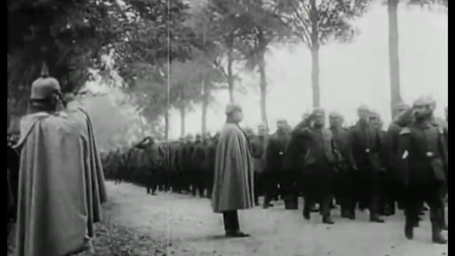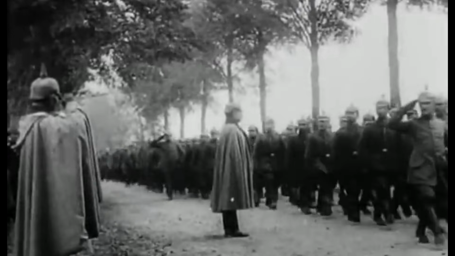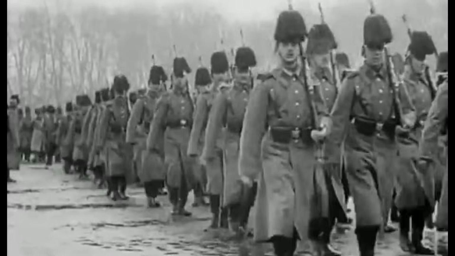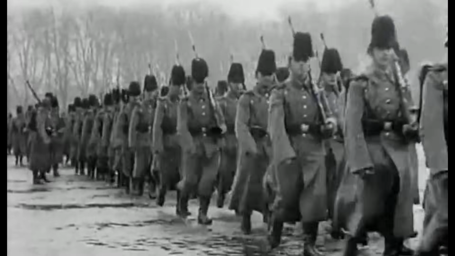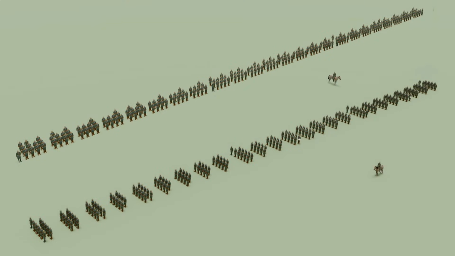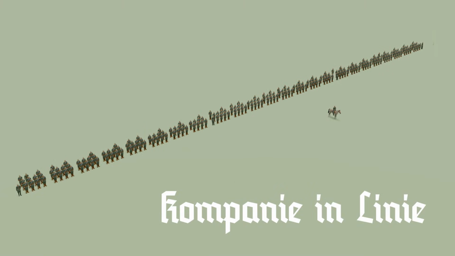We've already discussed the structure of the company, its individual parts, and the functions of each soldier. Today, we're going a bit further into the 1906 infantry regulations and talking about the remaining formations described there, as well as German infantry tactics. We already know that the primary formation of a German infantry company was the extended line.